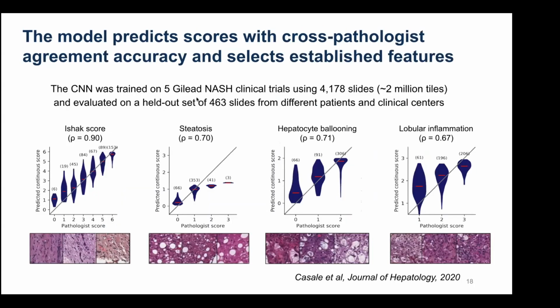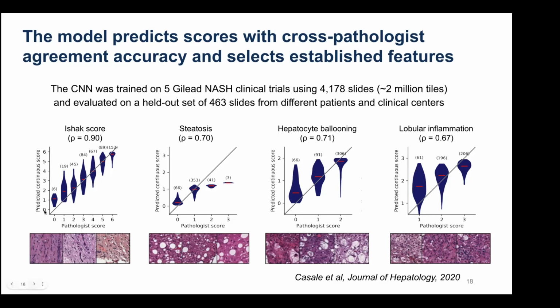So we, first of all, assessed the ability of the model to predict out of sample. We trained the model on about 4,000 slides and tested on a held out set of 460 slides from different patients at clinical centers. And these are the type of predictions that we get.